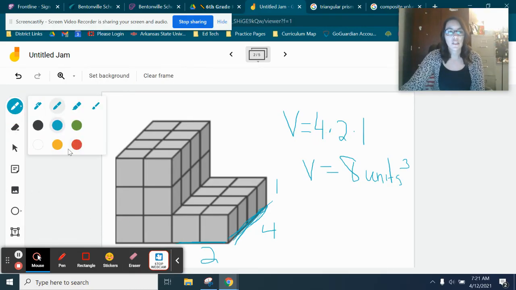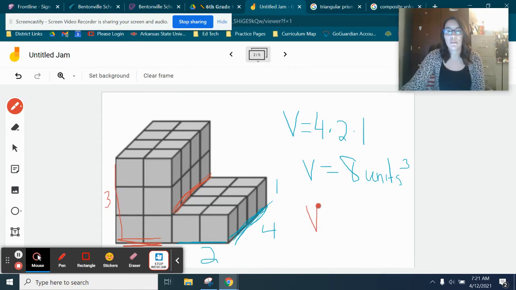Then let's look at the next shape. I'm going to use a different color for it. If we think of the length the same way, it's going to have the same length, so that is 4. The width is also the same, only 2, but the height for this one is 3. So my volume equals my length times my width times the height. We have 4 times 2 is 8, times 3 is 24. So that's 24 units cubed.